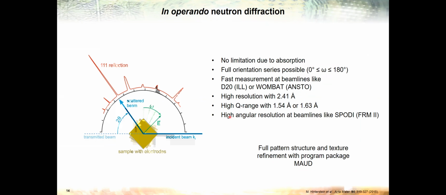So that's why we thought, okay, why just look at individual reflections? Isn't there a possibility to use the whole diffraction pattern, all the information we collected? So in this case here, we have a schematic view of a neutron diffraction experiment. So here you have also your ceramic sample with electrodes, and you orient it with different angles to the incident beam. And like this, you can collect the orientation series to investigate the texturing. And our approach was now to make a full pattern structure and texture refinement with a program package, and I will show you some details about this now.